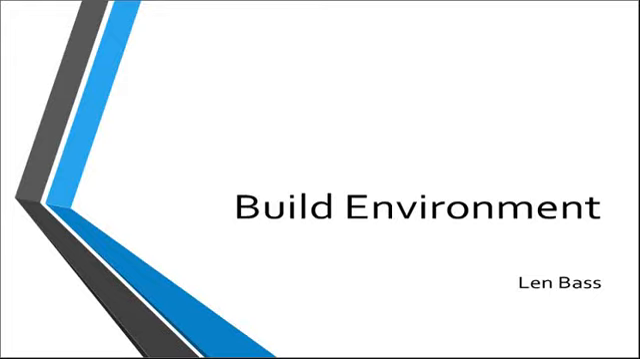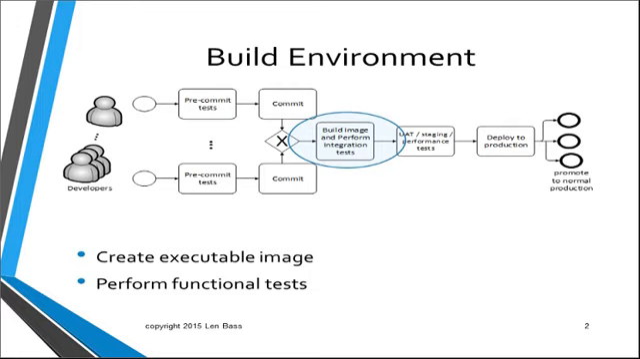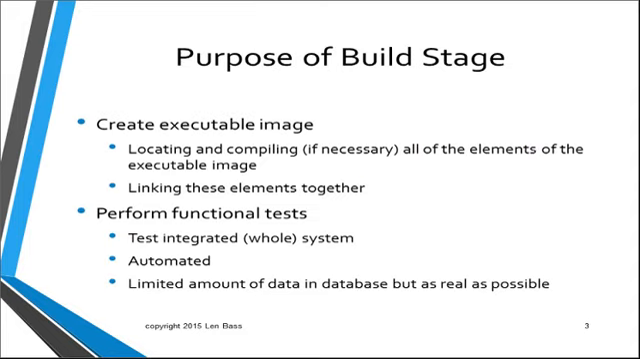Move from the development environment into the build environment. The purpose of the build environment is to create an executable image and to perform functional tests. Creating an executable image means locating and compiling, if necessary, all the elements of the executable image and locating and linking these elements together. Functional tests are done on the whole system.